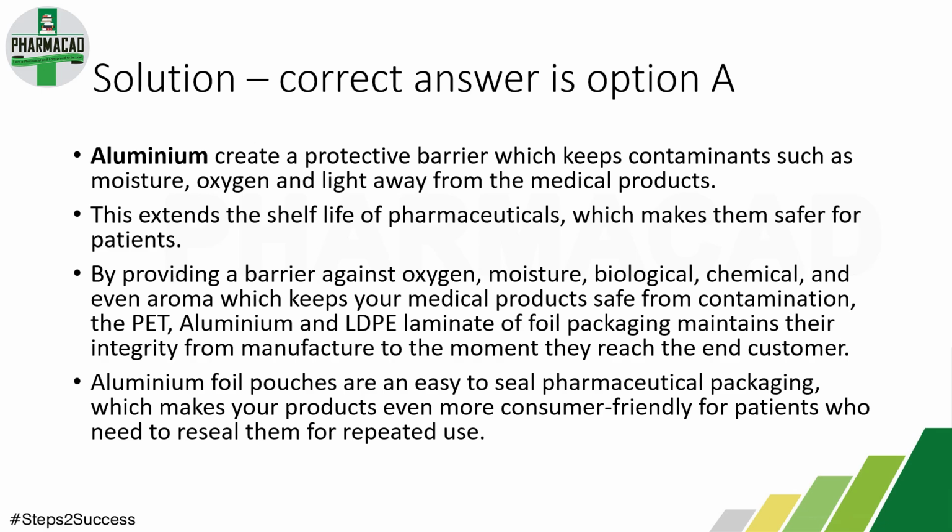The PET, that is polyethylene terephthalate, aluminium, and low density polyethylene, that is LDPE, laminate of foil packaging maintain their integrity. What is the meaning of integrity here? That is the protection of a pharmaceutical product from any kind of contamination. Aluminium foil pouches are easy to seal pharmaceutical packaging, which makes our product even more consumer friendly for the patient who needs to reseal them for repetitive use.